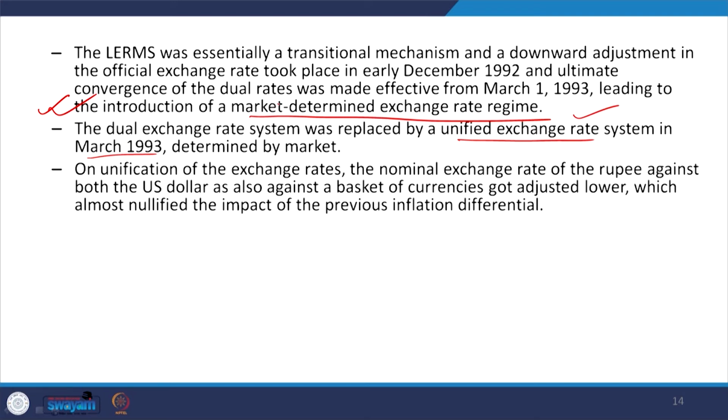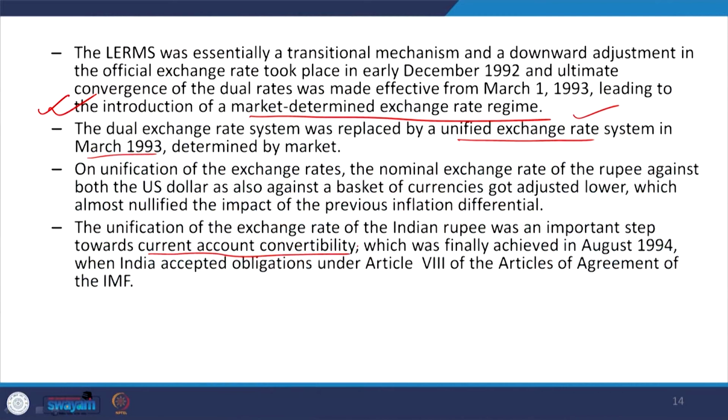With the unification of the exchange rate, the nominal exchange rate of the rupee against both the US dollar as also against a basket of currencies got adjusted lower, which almost nullified the impact of previous inflation differentials. The unification of the exchange rate of the Indian rupee was an important step towards current account convertibility. So, when we start discussing current account convertibility, the unification of the exchange rate is also important, and this has a connection with CAC, or current account convertibility.